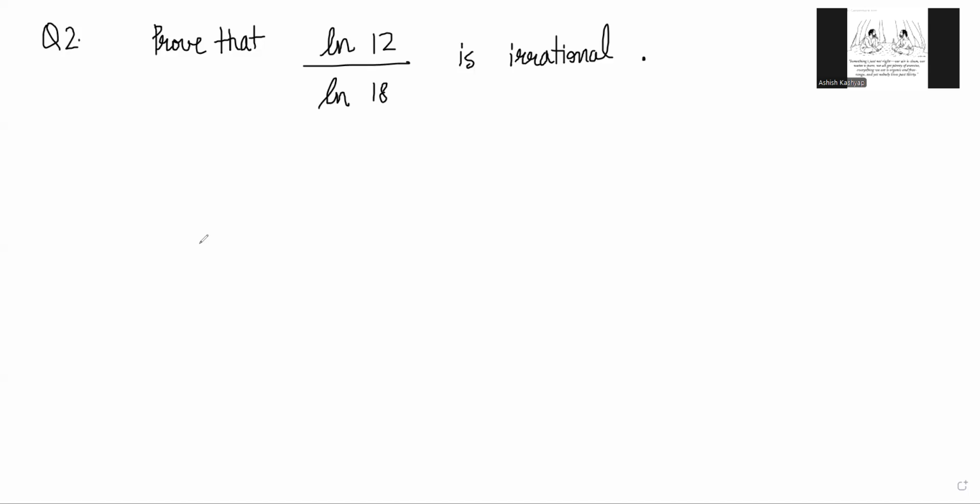Any progress here? Sir, we can write it as 2 ln 2 plus ln 3 by ln 2 plus 2 ln 3. Why are you changing the form? What is the benefit? You need to show the proof of irrationality, not simplify the expression. What have you done for the proof part? Sir, I'm thinking. Okay.